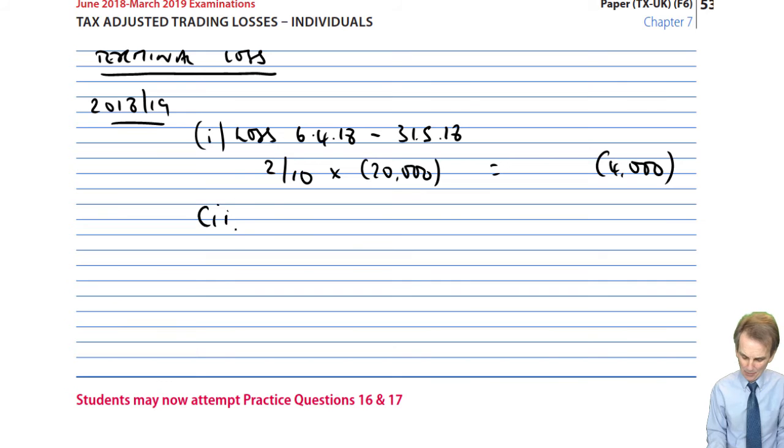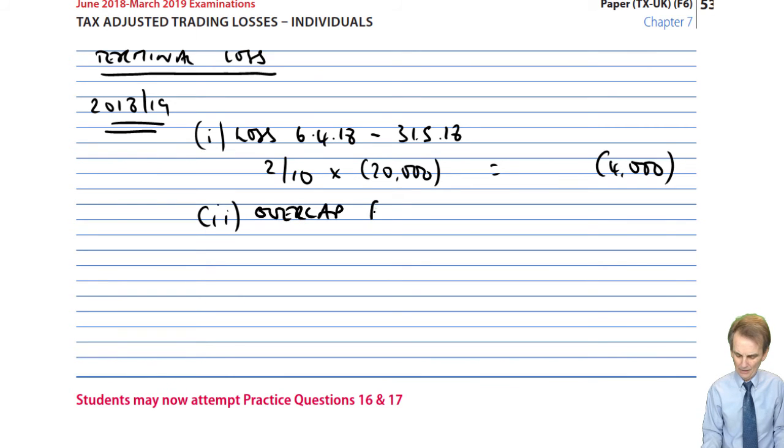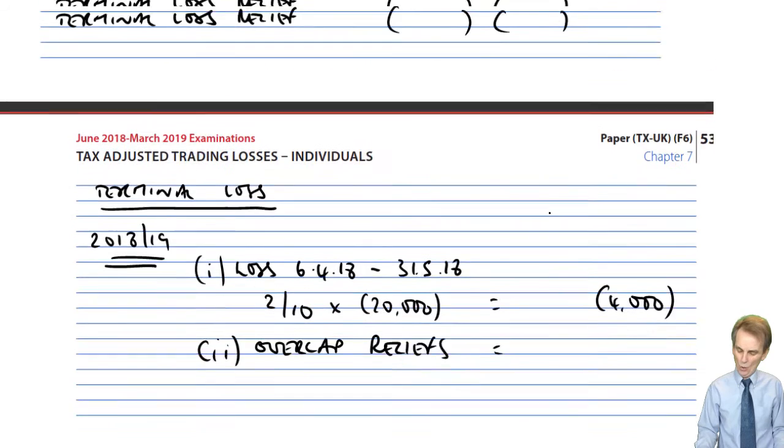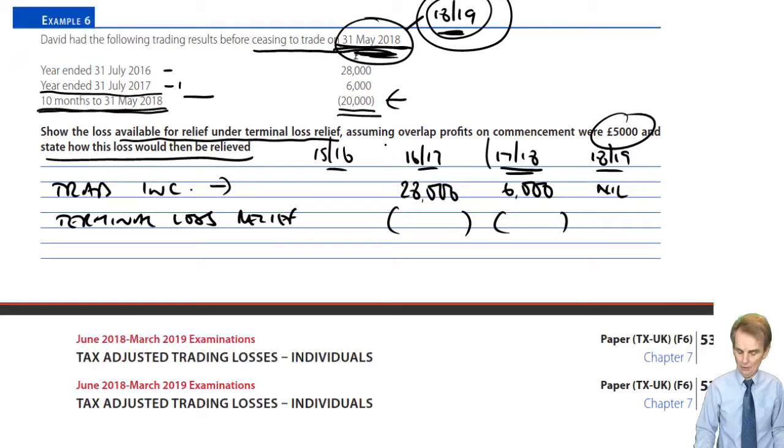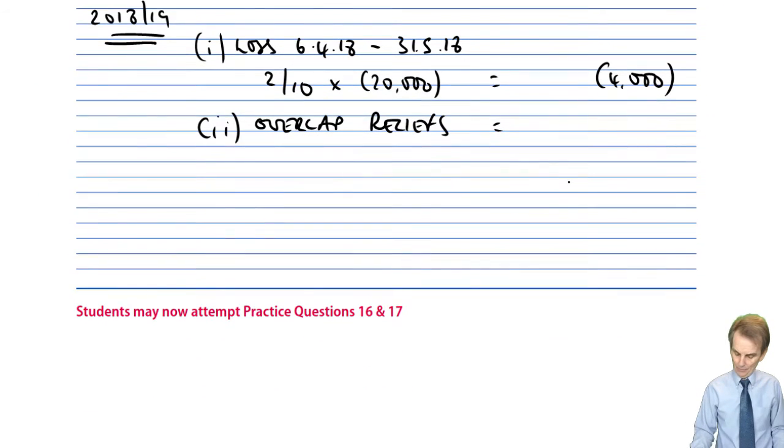The second component of the terminal loss computation, still within that final tax year, we allocate to it any overlap relief, our overlap profits from opening years, which now is overlap relief. What were the overlap profits? They were £5,000. Again, a figure that you pick straight from the question. Overlap relief, I think, singular, that is £5,000. So within the final tax year, the last 12 months of trading falling into the final tax year, we have got £9,000 worth of loss.